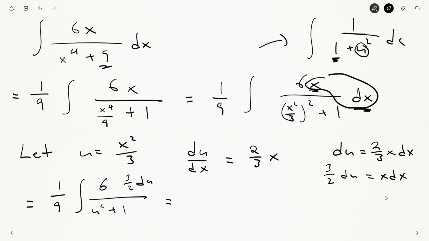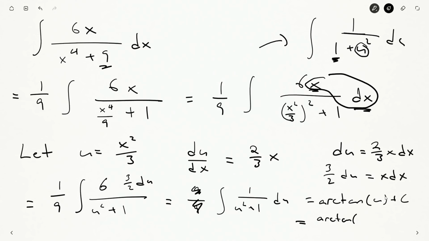So there's a little bit of cleanup. The 6 and the 3, that's 18 divided by 2 is 9. So we'll get a 9 on the top. That can come out. So we'll get 9 over 9, and we'll have 1 over u squared plus 1 du. But 9 over 9, that just goes to 1. So this guy is just going to be arctan of u plus c. But what was u? It's x squared over 3. And that's how we actually do the question.